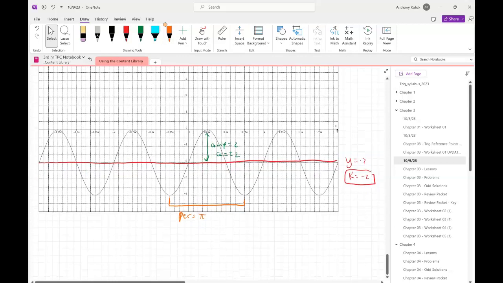The period should be pi. So we'll choose the C to be +1/2.